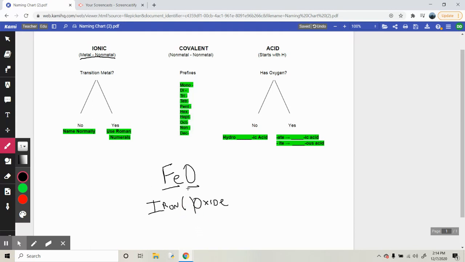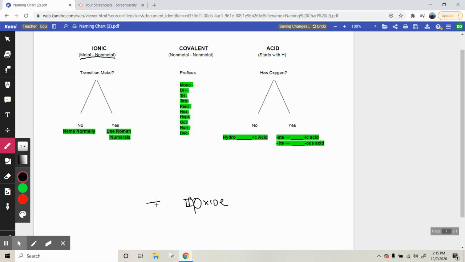Remember that the Roman numeral stands for the charge on the transition metal. Not how many there are, but the charge. And in order to determine that charge, we have to look at the partner. Oxygen, if you look, has a charge of 2-. So that must mean that iron, this one singular iron atom, must have a charge of 2+. Iron(II) oxide. On to our next example.